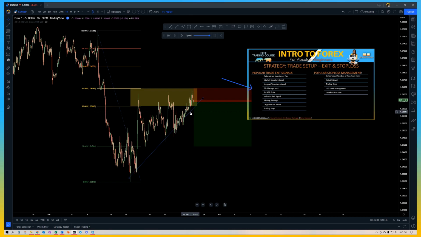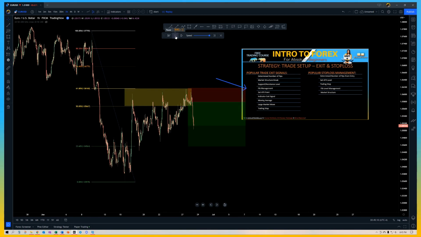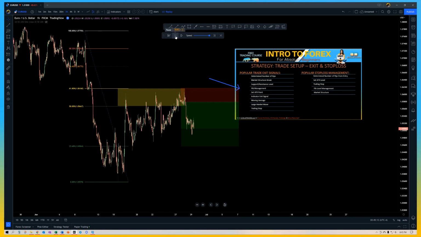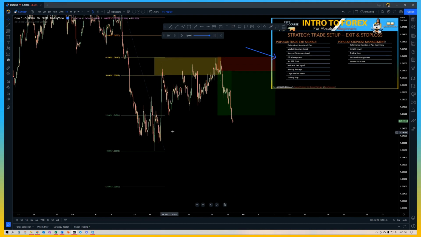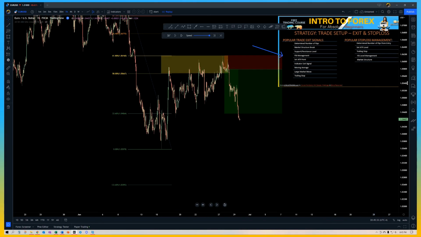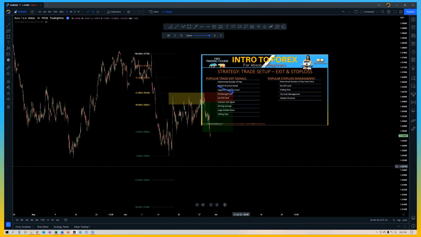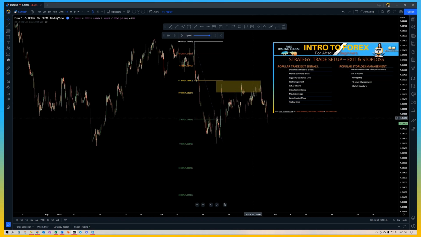And so in this right here, we've taken our entry, and so now we are going to ride price action down until it hits our exit signal, and our trade is either automatically or manually closed. And so you can take really any zone or any level that a fib gives you and use that as your exit signal. That's another really popular way to close out your trades.